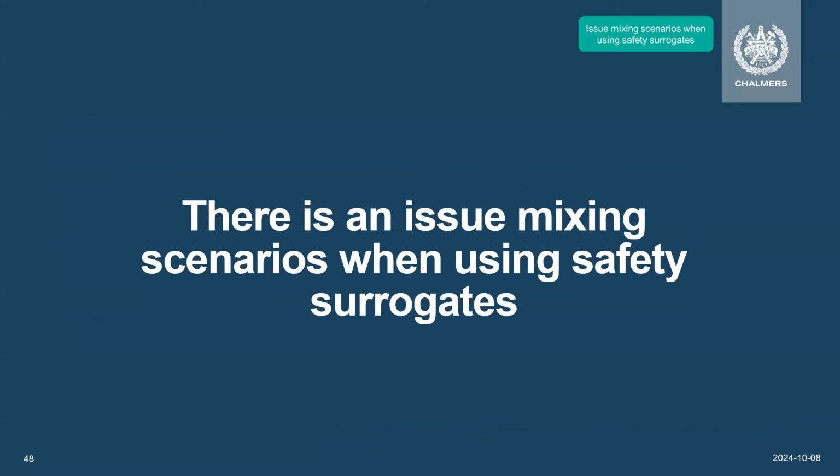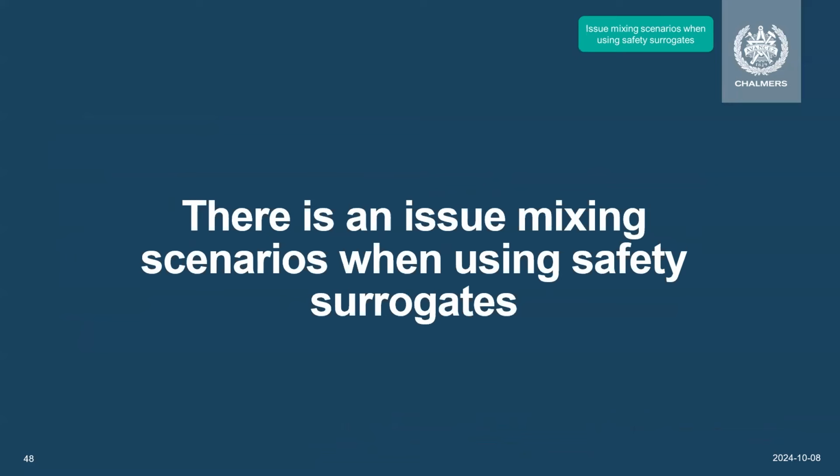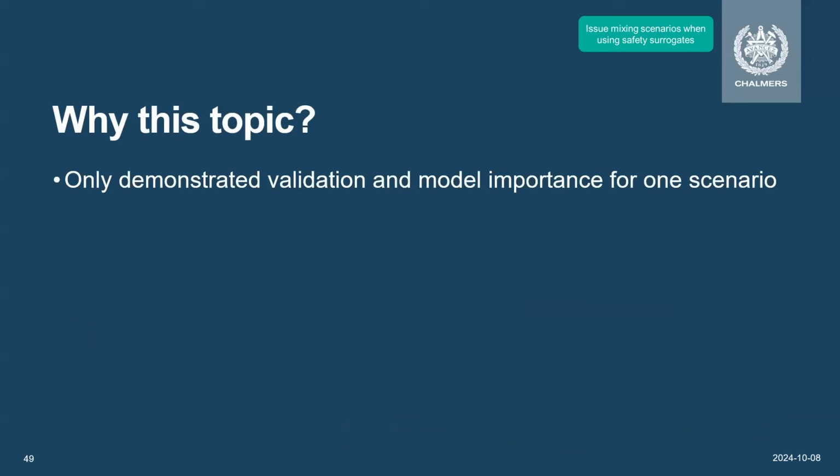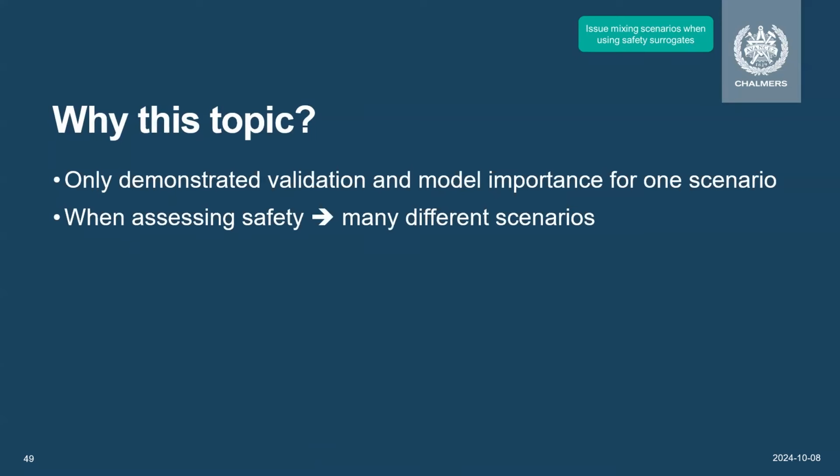So that said, I want to shift to this other topic, which is a little bit outside the topic of the paper, but it's related, and I'll come back to it. The issue of mixing scenarios when you're using crash surrogates or lower severity. Why this topic? Well, we've only demonstrated the validation and model importance for one scenario. There are plenty of scenarios out there. Should we do everything scenario-based? Maybe, maybe not, but we need to know what we're doing when we're looking at multiple scenarios.